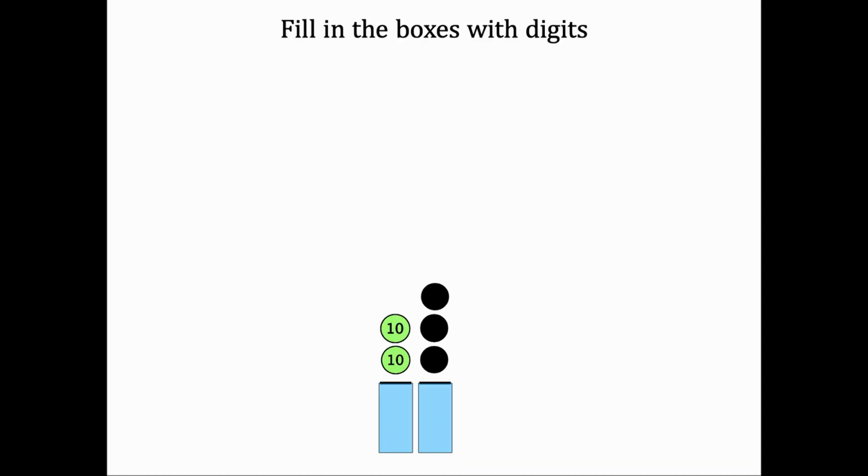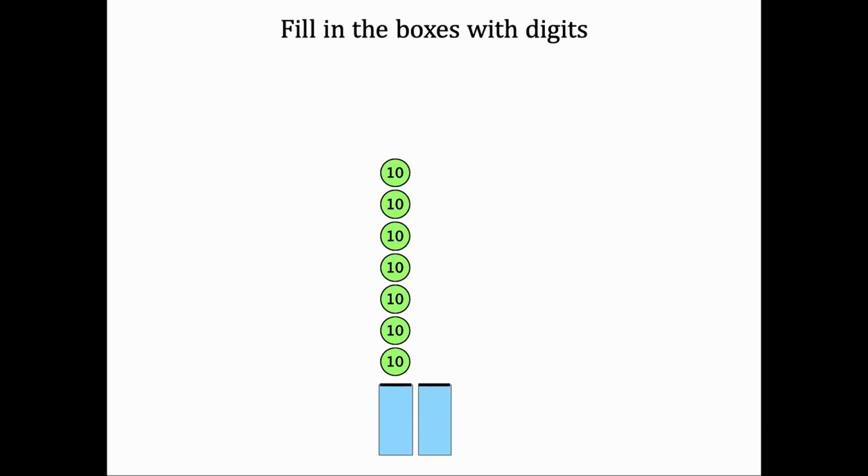Fill in the boxes with digits. There are 2 10s. There are 3 1s. Fill in the boxes with digits. There are 7 10s and 0 1s. 70.